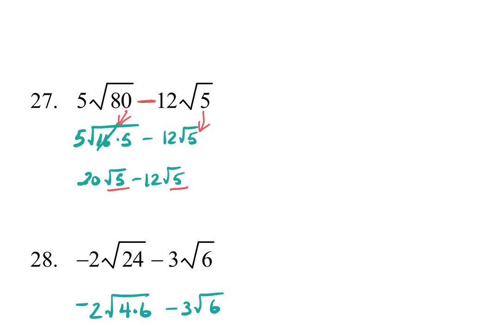If it was 5 root 80 times 12 root 5, now you would combine them underneath one radical. Okay, so watch for your plus and minus in between them, because that's the difference. If it's all multiplication, you can combine them all together. If it's addition or subtraction, you can't unless they're the same root.